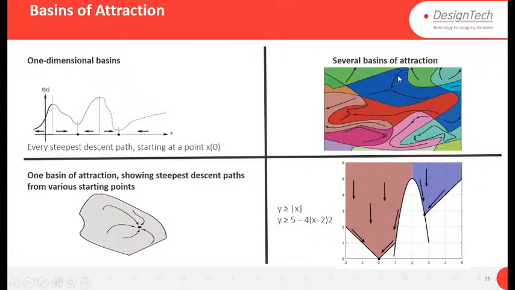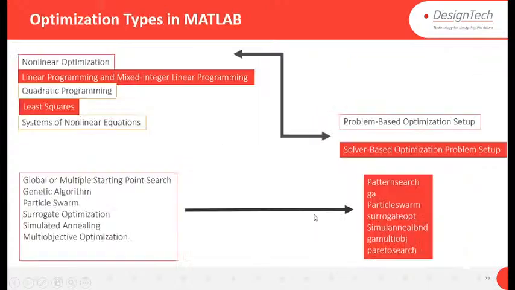Several basins of attraction also you can have. Here, that is a 2D, so it will look like this, or one basin of attraction with multiple starting points also you can provide. Not only one, multiple starting points you can assign to find the minima or maxima. Or you can modify this with constraints like y is less than or equal to x, or y is greater than or equal to 5 minus 4, some equations that are constraints, which we say are inequalities, linear inequalities in this case, right?